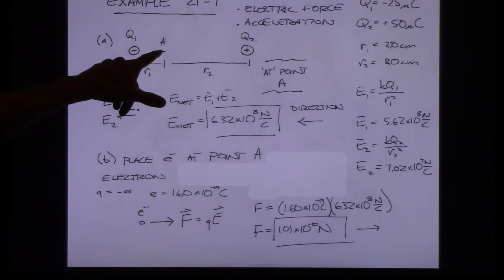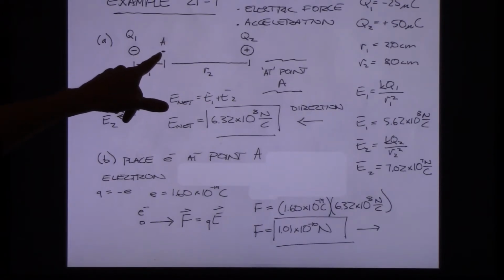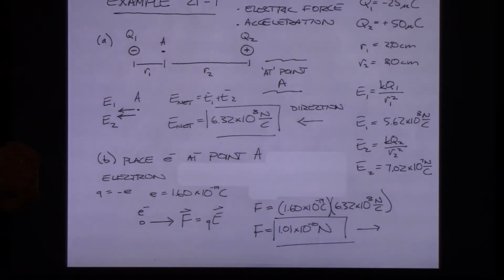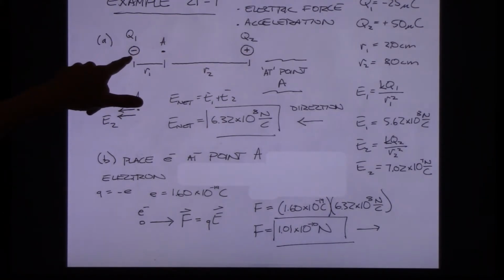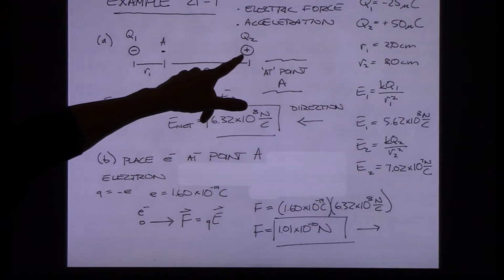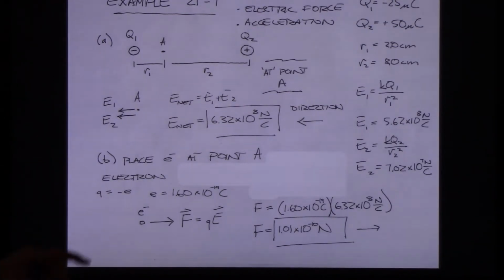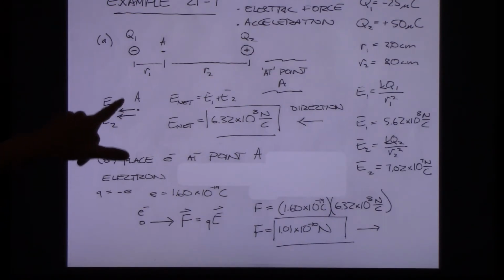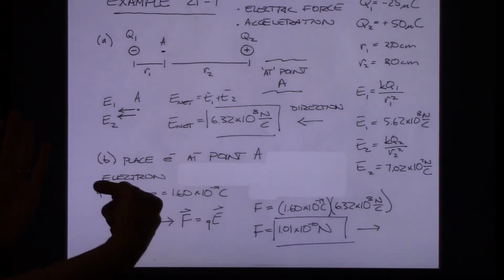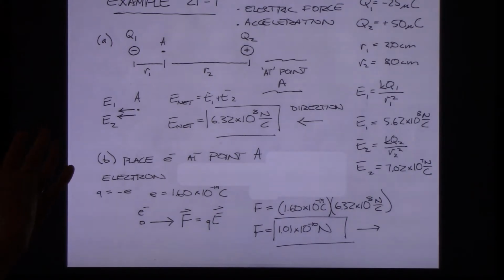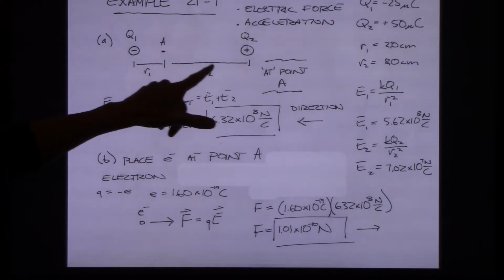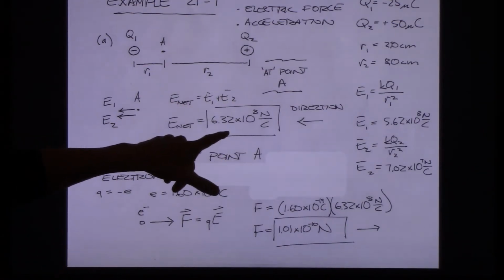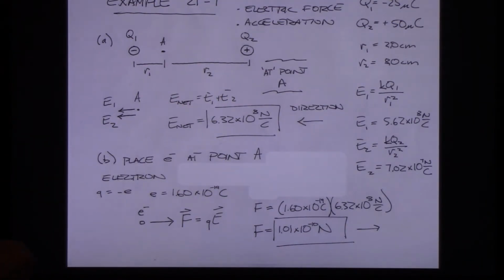Okay, point P became point A. Okay, thank you, I appreciate your patience with that. Q1 and Q2, now I made a big deal of putting a minus sign here and a plus sign here because that's what I need. And we've already established from the diagram that both E1 and E2 will be directed to the left. So to calculate the net field, I'm going to calculate E1 and E2 magnitudes and just add them together.